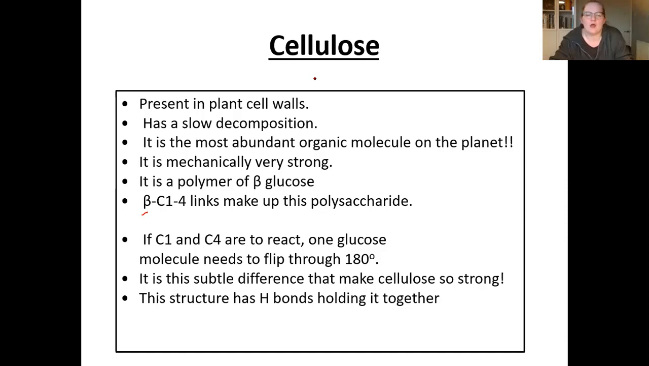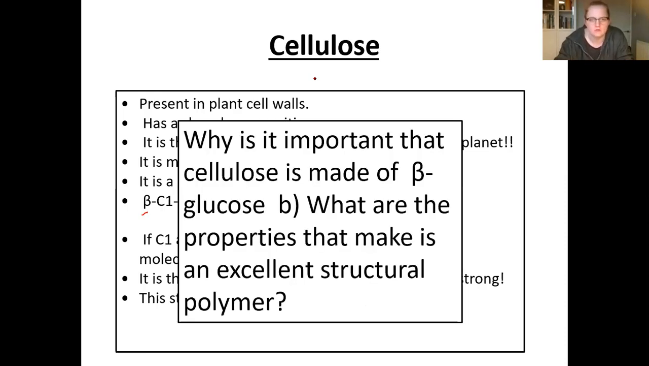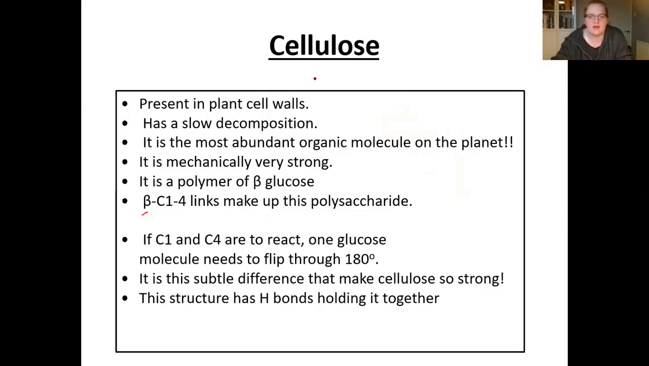If carbon 1 and carbon 4 are to react, one glucose molecule actually has to flip through 180 degrees. I'm going to show you in a second what that looks like. Because it has to flip, this is what makes cellulose really, really strong. And this structure has hydrogen bonds that hold it together.